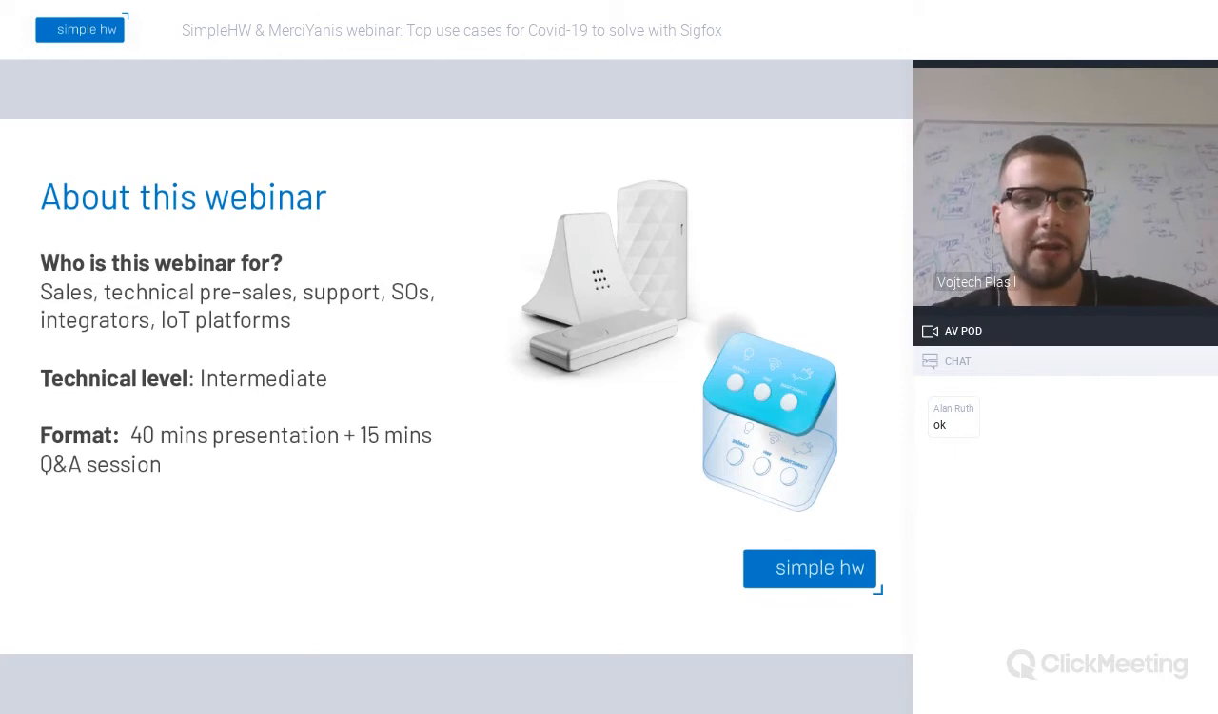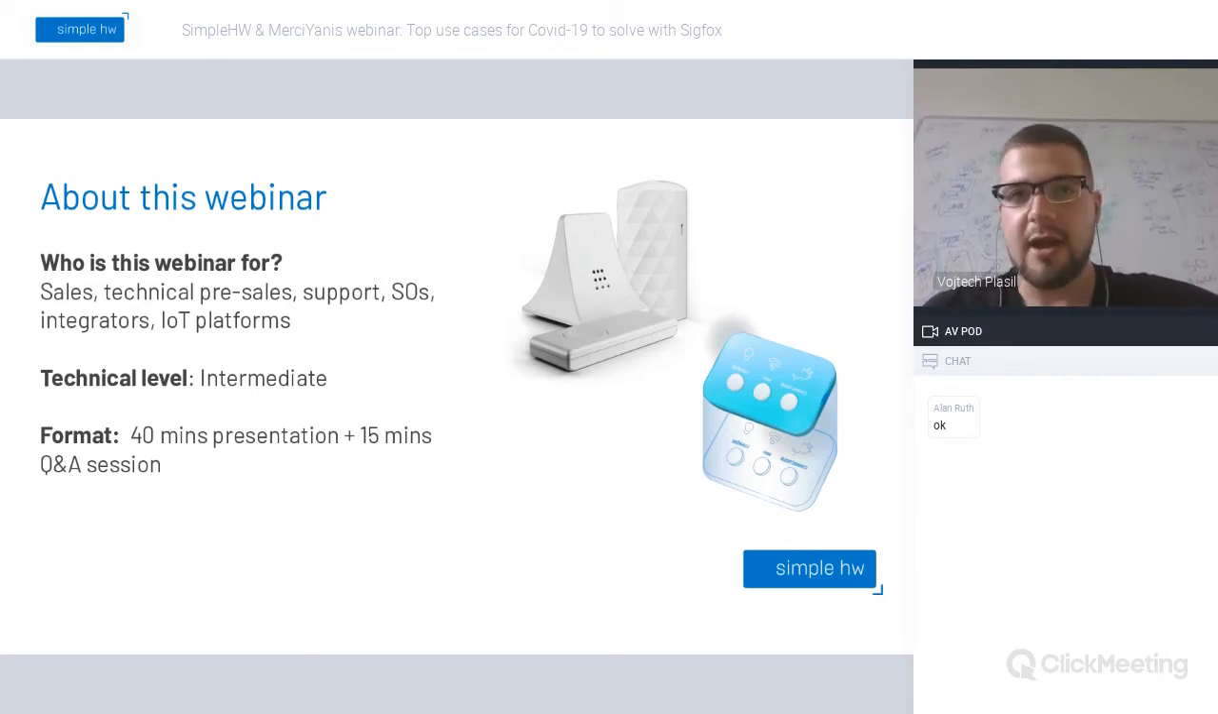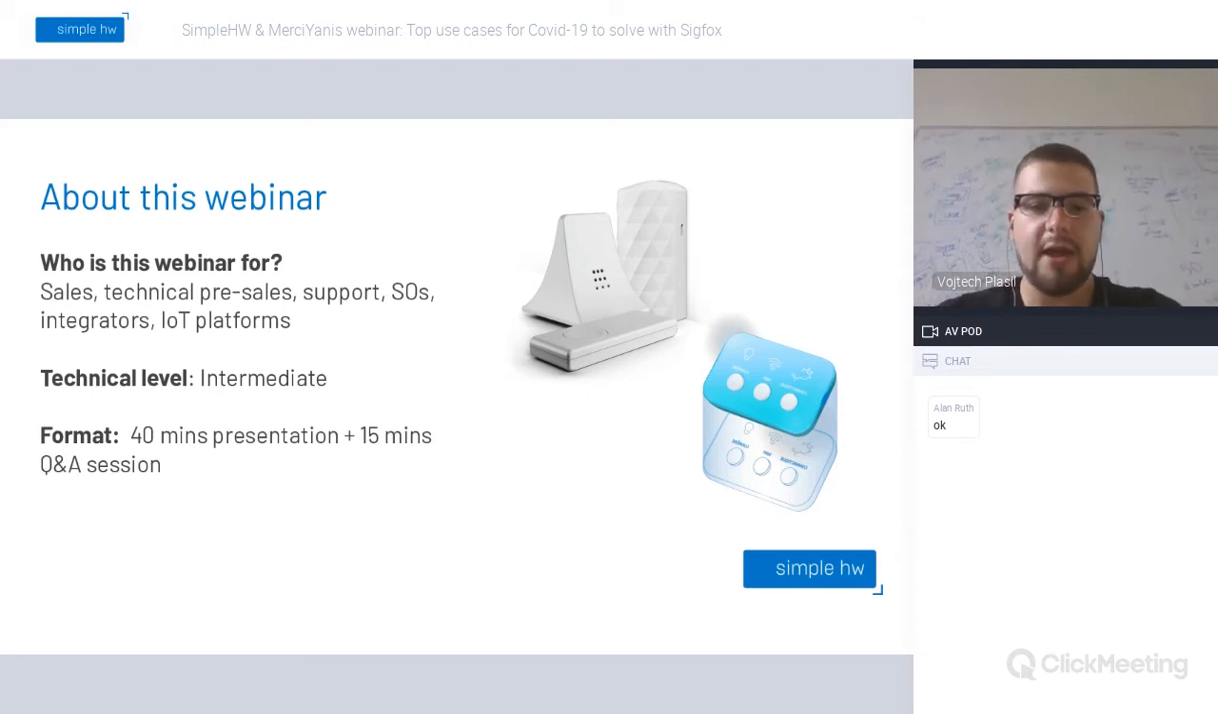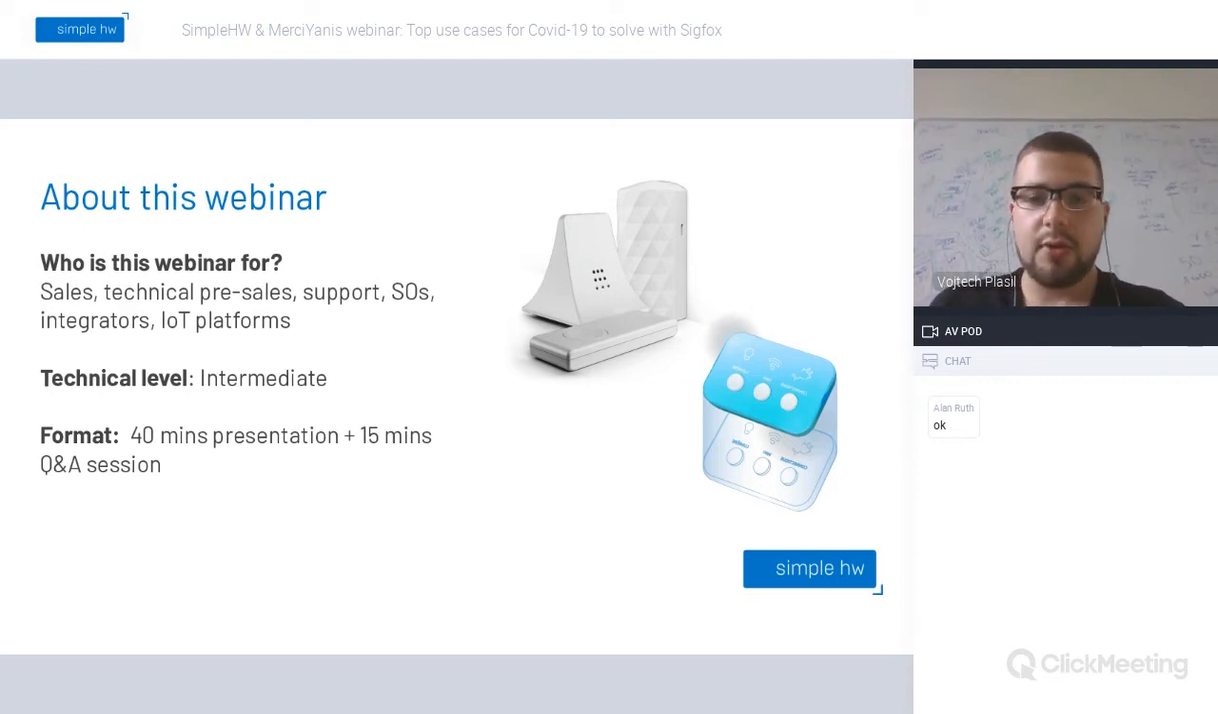Now, let's talk a little about the format. It says 40 minutes presentation, 15 minutes QA session. This is not a fixed time schedule. When we get over what we need to say, we get over it. The QA session can be longer, it can be shorter, depends on how many questions you guys will have. And that's it. The first part of the presentation will be hosted by me.